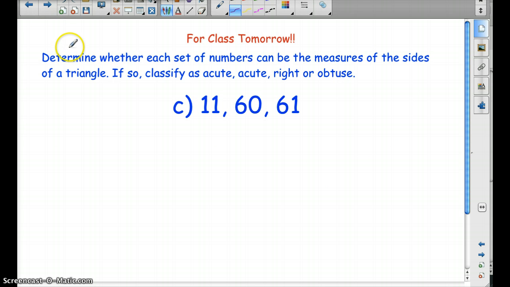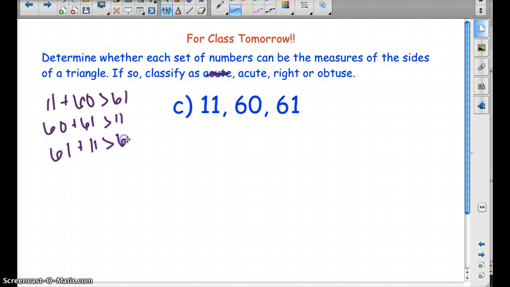Okay, and I said this is for class tomorrow, but we're going to go ahead and do this now. So again, is this a triangle? Okay, so check. It is a triangle.